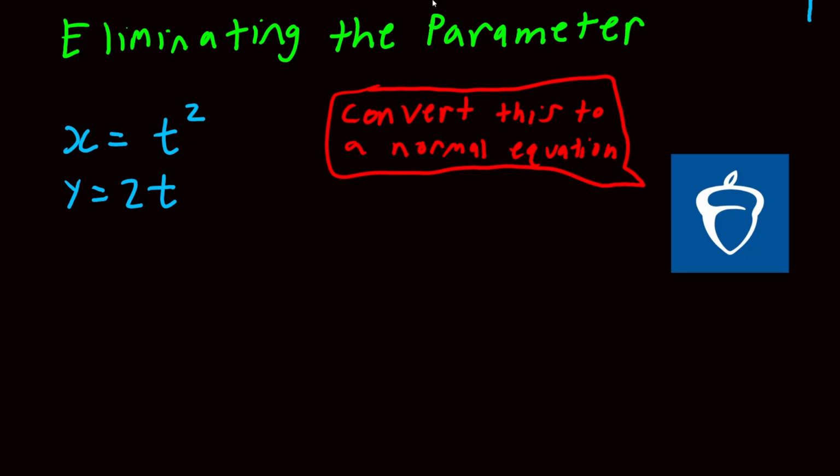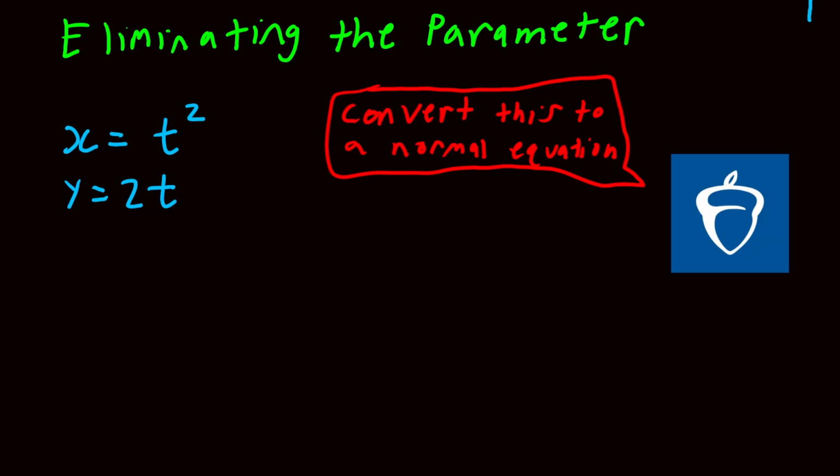Eliminating the parameter. This is the first thing we want to really get down. Sometimes they want you to convert this into a normal equation, x equals t squared, y equals 2t. And College Board's going to tell you, convert this to a normal equation. You're probably going to see at least one question on the FRQ like this, so make sure you get this down. So step one, you have to solve one equation for t.